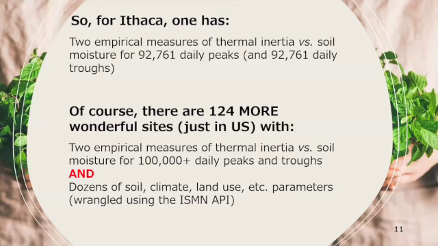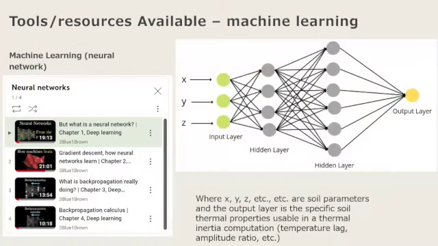So we have soil type, which of course has 20 or more parameters of importance. Climate, land use, etc. Latitude could even be a difference. And another nice thing is the API that comes with the International Soil Moisture Network also allows one to relatively easily wrangle all of these data as well. So you could build a data set of astronomical size. And so how does one deal with this? Well, machine learning is one way to do it.